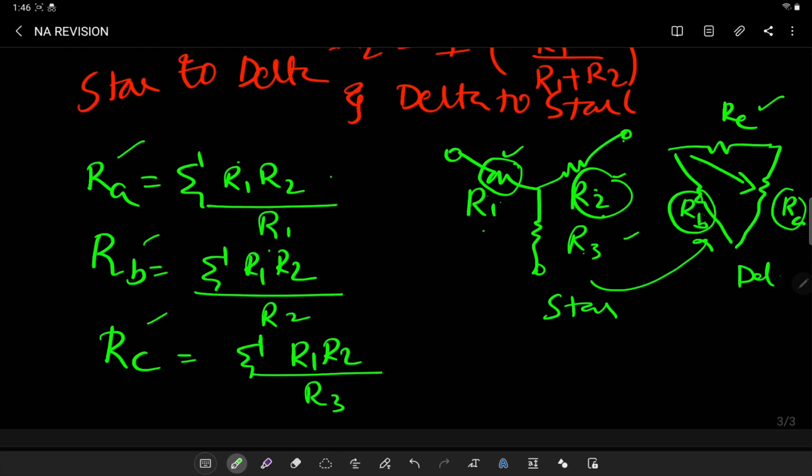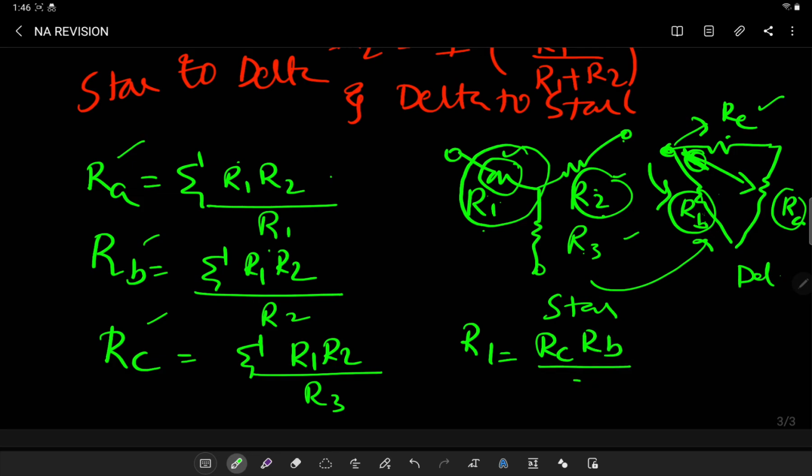Now to calculate the delta, now I got the values of given R1, R2, R3, we can calculate RA, RB, RC. Now if RA, RB, RC are given, the value of R1 will be simply, now also observe this, R1 is here. So the R1 branch will be coming somewhere like here. So it is nothing but multiplication of its diagonal junction RC into RB divided by sum of RA plus RB plus RC.